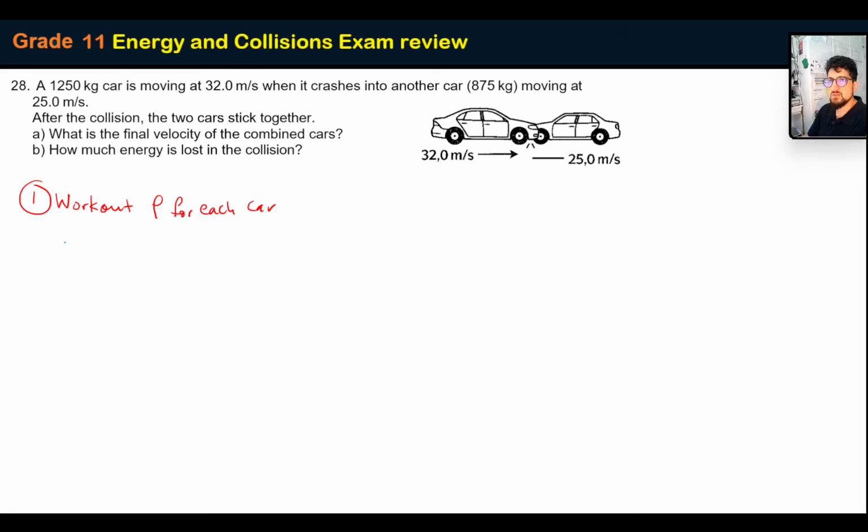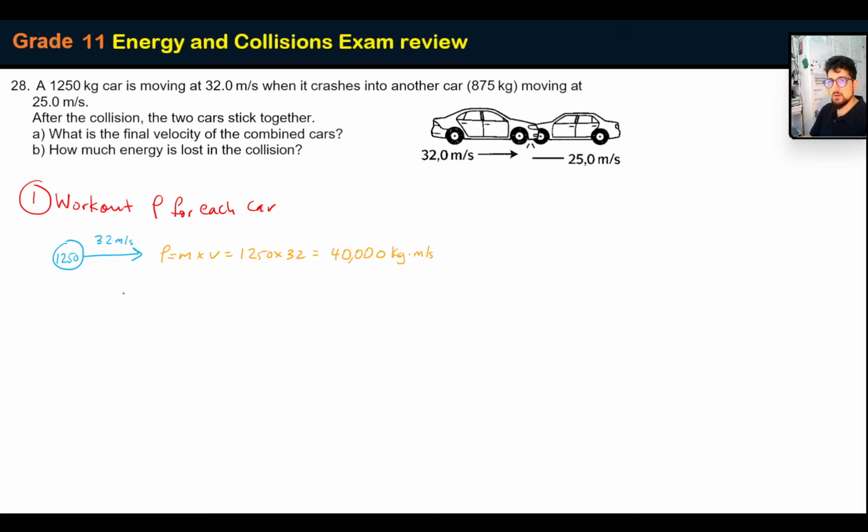So the momentum for the first car is going to be 1,250 traveling this way at 32 meters per second, and so the momentum is mass times velocity, which equals 1,250 multiplied by 32, and that equals 40,000 kg·m/s.